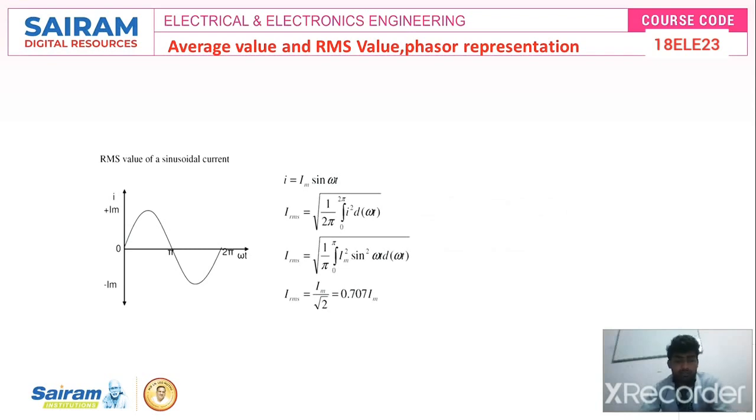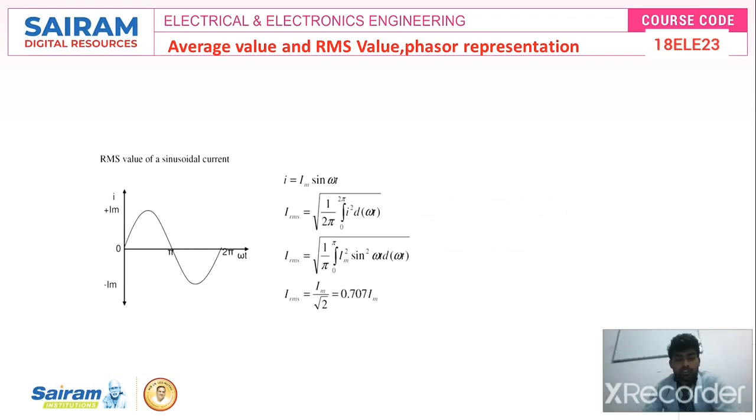Im is the positive peak, minus Im is the negative peak, and this is the waveform you can see here. I have taken a complete full cycle. So omega t is the angular frequency with respect to time, and 0, pi, 2 pi: 0 to pi is half cycle, 0 to 2 pi is full cycle. So based on the equation of voltage and current, V is equal to Vm sin omega t, I is equal to Im sin omega t.